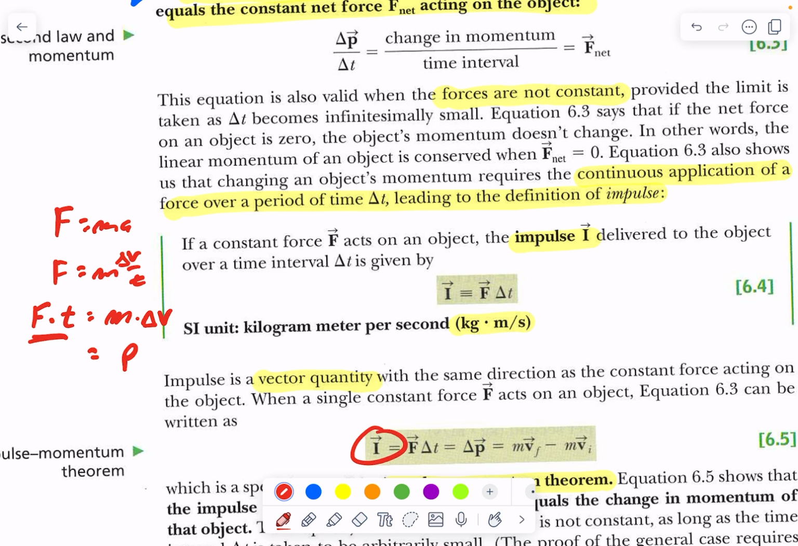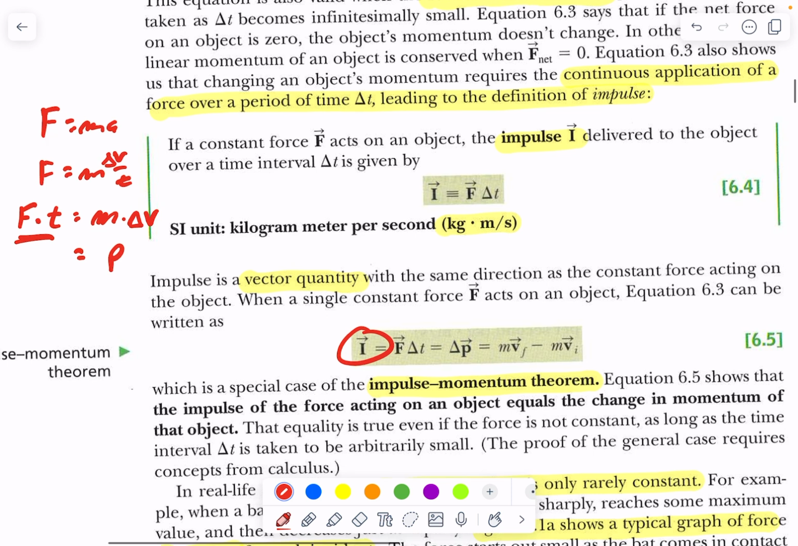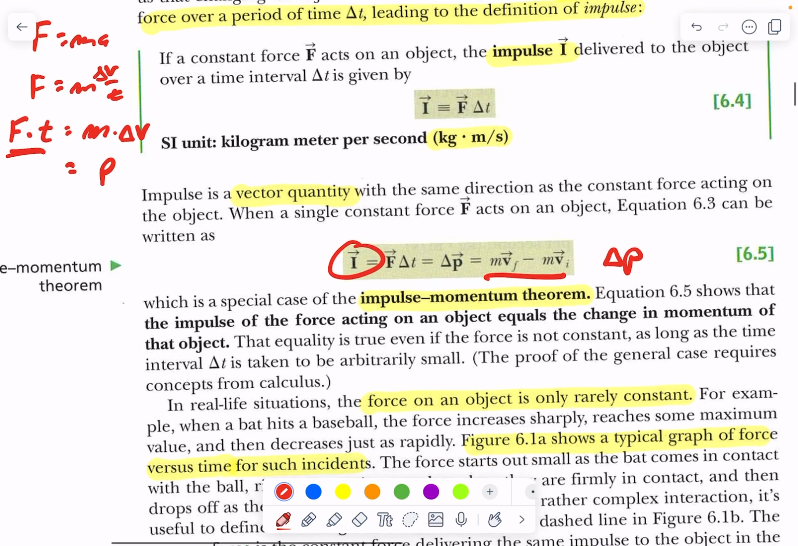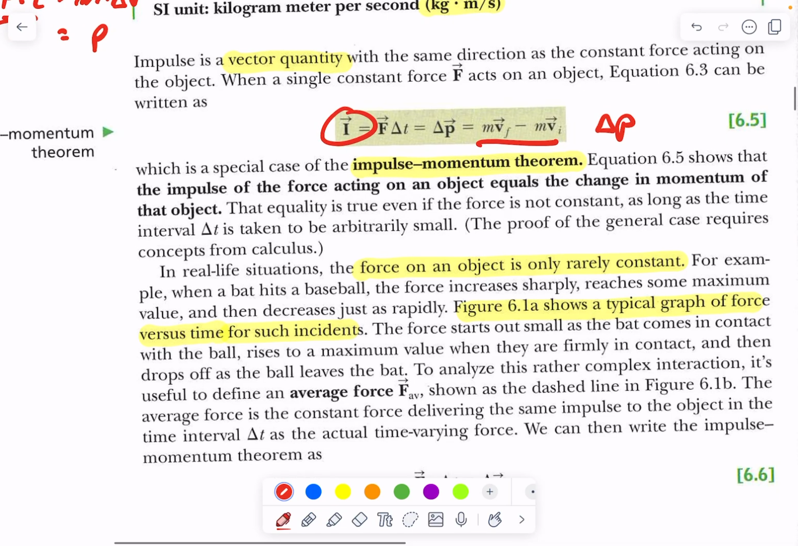The impulse, force times time, is what's going to cause my change in momentum. So impulse equals my change in momentum, my change in P, my final momentum minus my initial momentum. And again, the force on an object is rarely constant.